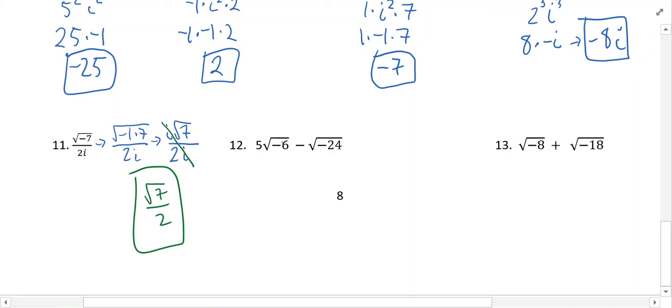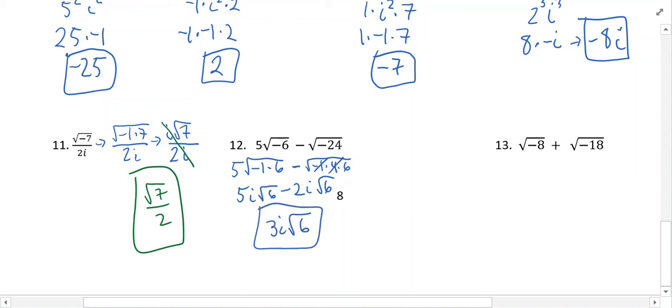And again, you always want to simplify the imaginary component first. So let's go ahead and do that with number 12 here. So first we want to break it apart. So we have 5 rad negative 1 times 6. So then when I simplify this, I get 5i rad 6. So I'm going to bring down the minus sign here. And then again, I'm going to break it apart. And I'm going to say this is negative 1 times 4 times 6. So then when I simplify this, the square root of 4, so I get minus 2, the square root of negative 1, I get i, and then I have rad 6. Now, rad 6 and rad 6 are like terms, so I can combine them. So 5i rad 6 minus 2i rad 6 gives me 3i rad 6.